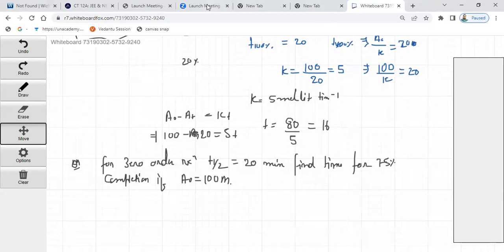What is your answer? Please confirm me. For the zero order chemical reaction, if the t half value is equal to 20 minutes, find the time for the 75% completion. Please try once. I am giving you sufficient time.